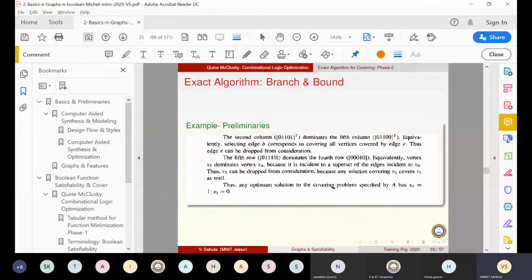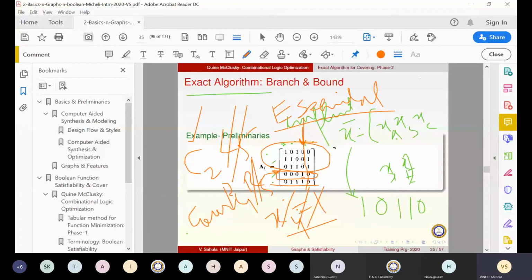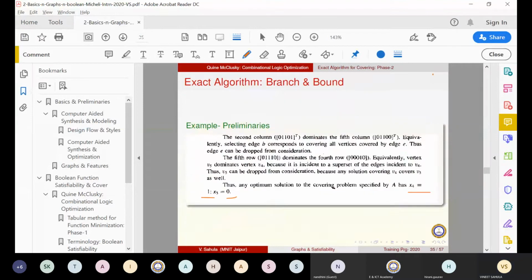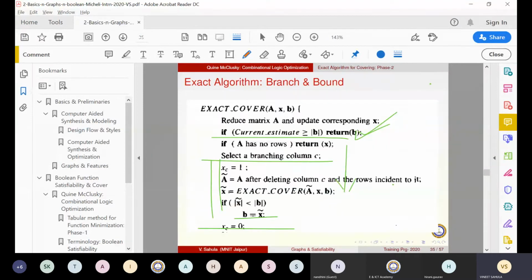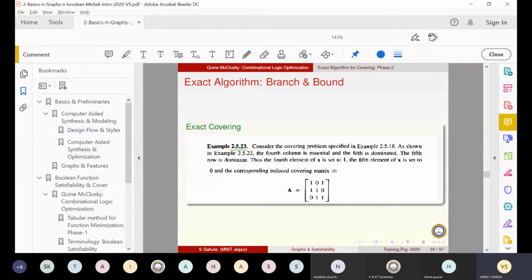And after that, we have this decision. The decision is X4 column is chosen because of the essential one. X5 is not chosen because of dominated column. So this decision is made. We are left with 3 columns only. And because of the 4th column, which covers the 4th and 5th rows, the rows left are 3 only. So this is the resultant. This is the result from the original matrix.